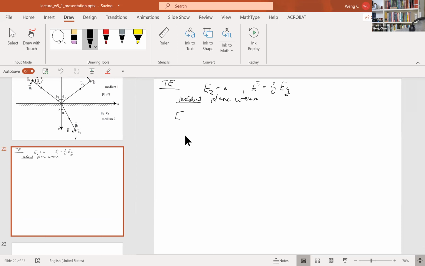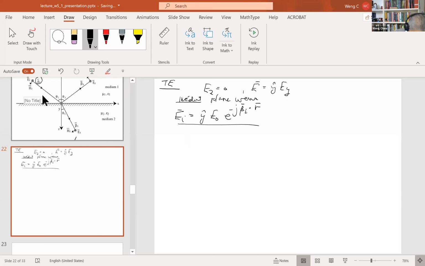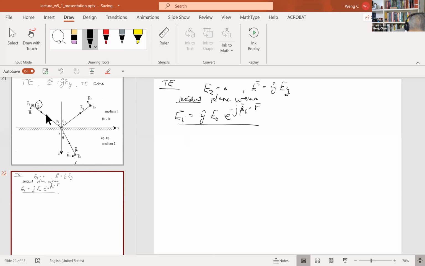The incident plane wave would be equal to a Y polarized wave multiplied with a certain amplitude, and then it will have a certain wave vector, beta I dot R. I use this to mathematically represent this wave coming in at me.